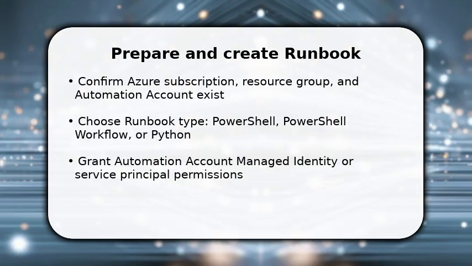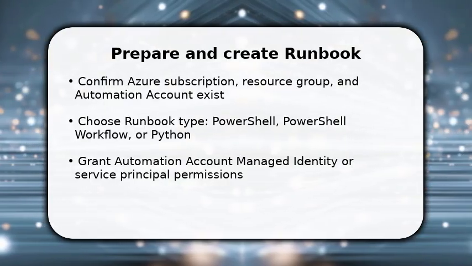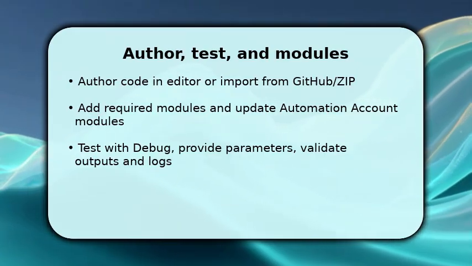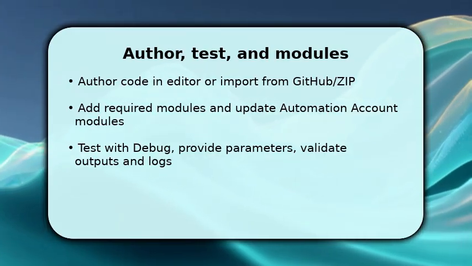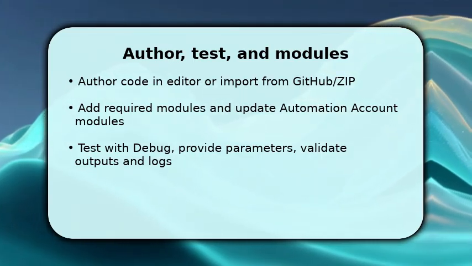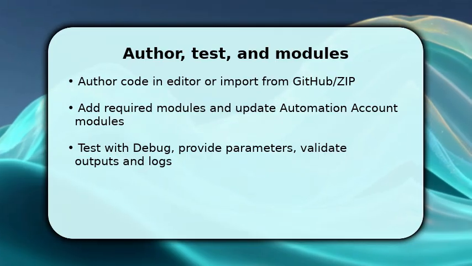Now you author the runbook logic. You can write directly in the in-portal editor or import from source control. Once imported, update module dependencies in the automation account. Run debug to step through execution, supply test parameters, and inspect output streams and progress records.